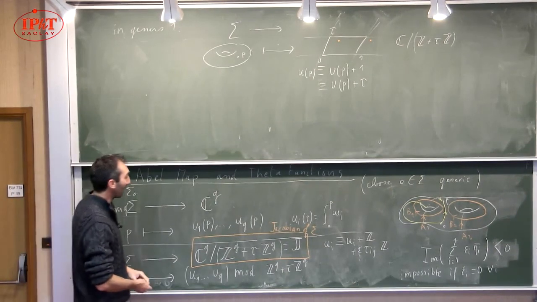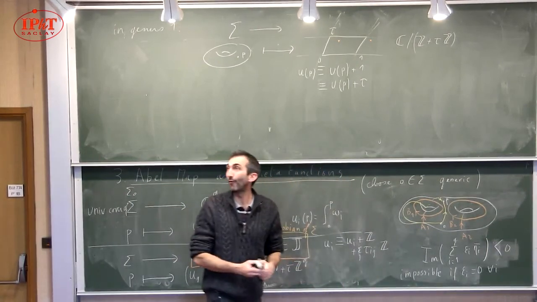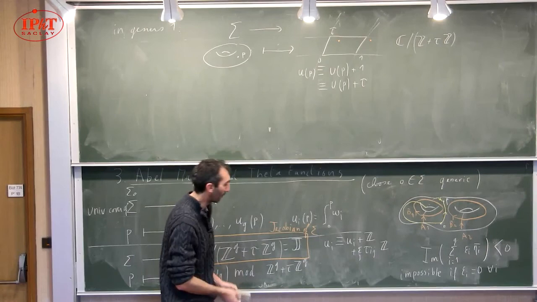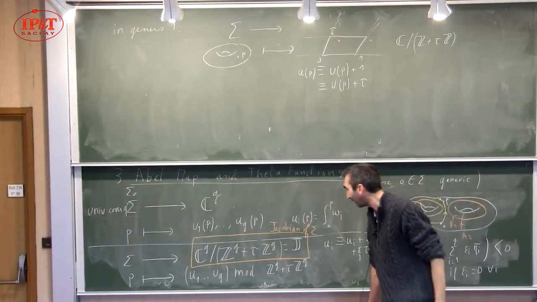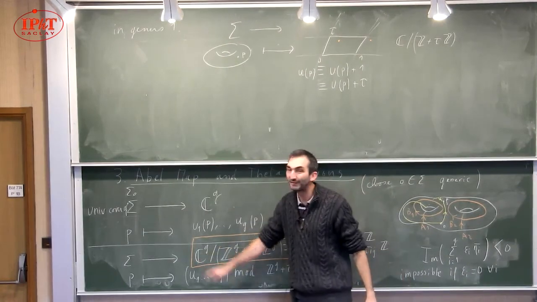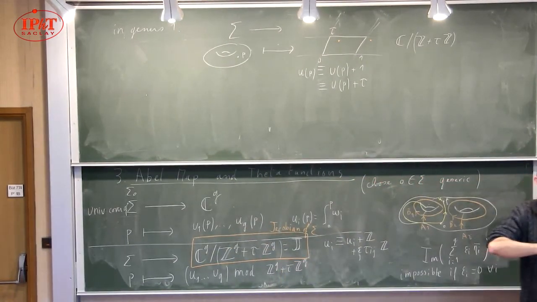So we have a map from sigma to the Jacobian, so maybe we should take a break now. I will then do the theta functions. Theta functions are really defined on C^g, and by composing the two, we will be able to build really elementary functions from sigma to C.